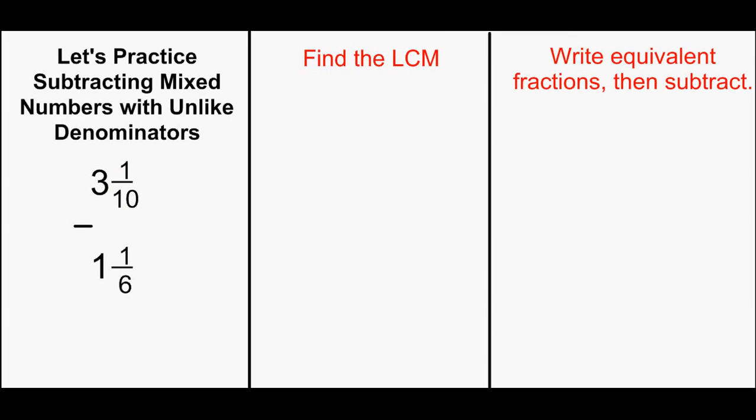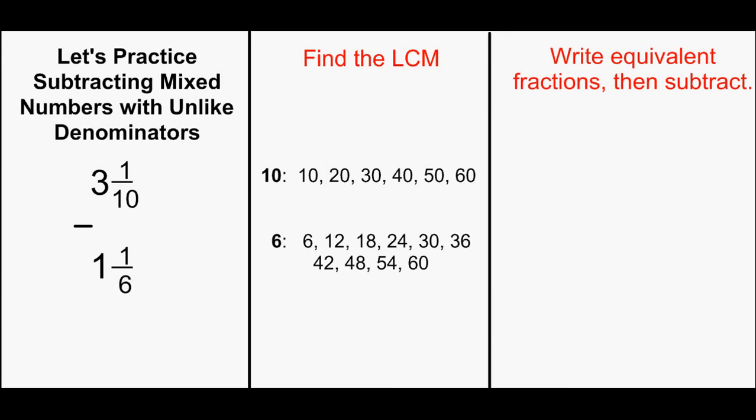Let's try a problem that has all the steps involved. We will subtract 3 1/10 minus 1 1/6. This problem has mixed numbers with different denominators. So first, let's find a common denominator for 10 and 6. I'll list the multiples of 10 and 6. Find the first multiple they have in common, 30. The least common multiple of 10 and 6 is 30.